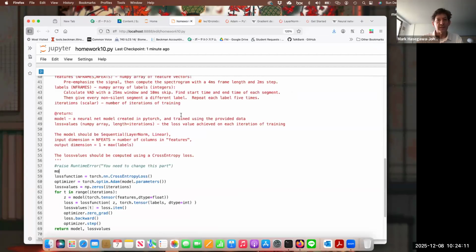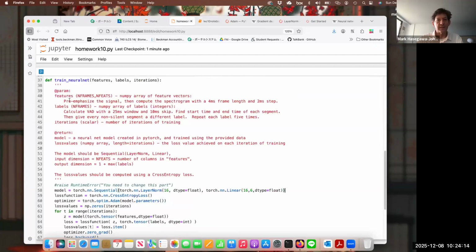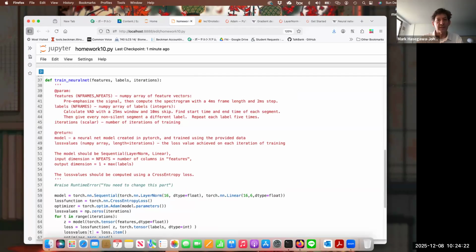And 16 is supposed to be the number of features in the feature matrix, and 6 is supposed to be the number of distinct values in the output. So let's just make sure that we get that correctly here. Number of frames and number of features is equal to the shape of the features matrix. And then I can convert 16 to n feats. And this 16 is equal to n feats.